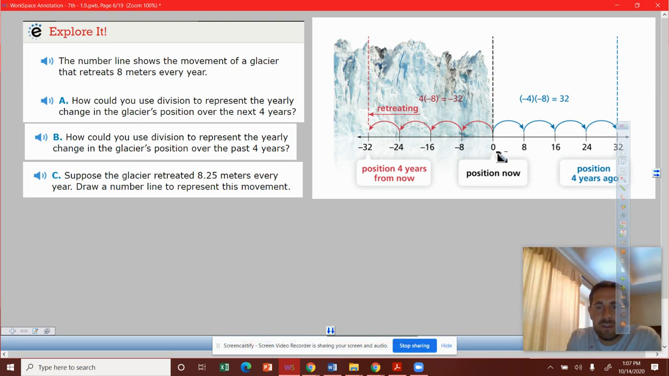So here's where it currently is at 0. In the next 4 years, 1, 2, 3, 4, here's what's going to happen. So it's 4 times -8. How could we turn that into a division problem?